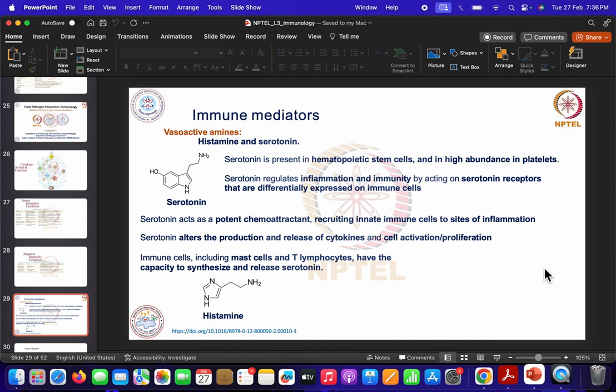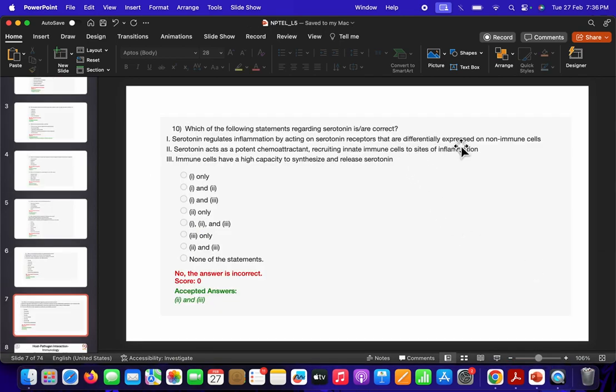So serotonin receptors are differentially expressed on immune cells, not non-immune cells. So option 1 is incorrect. Serotonin acts as a potent chemoattractant recruiting innate immune cells to sites of infection. This is true, and immune cells have a high capacity to synthesize and release serotonin. This is also true. So option 2 and 3 are correct.